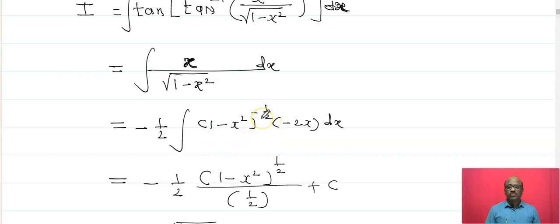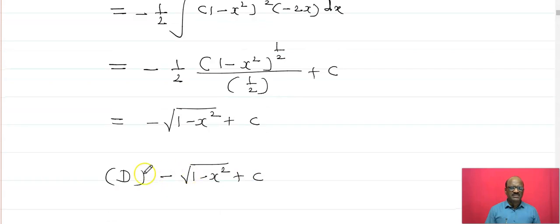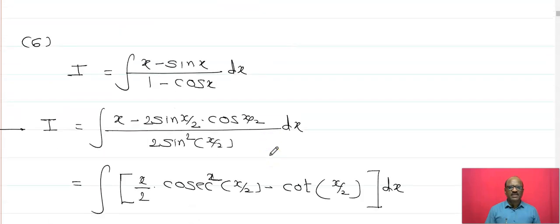That is minus 1 upon 2 plus 1. Minus 1 upon 2 plus 1 is 1 upon 2, upon 1 upon 2. That is, 1 minus x square bracket raised to 1 upon 2 upon 1 upon 2 plus c. And solve this. These two get cancelled, and you will get I is equal to minus under root of 1 minus x square bracket raised to 1 upon 2, that is a root, therefore plus c, and hence option D is the correct one.